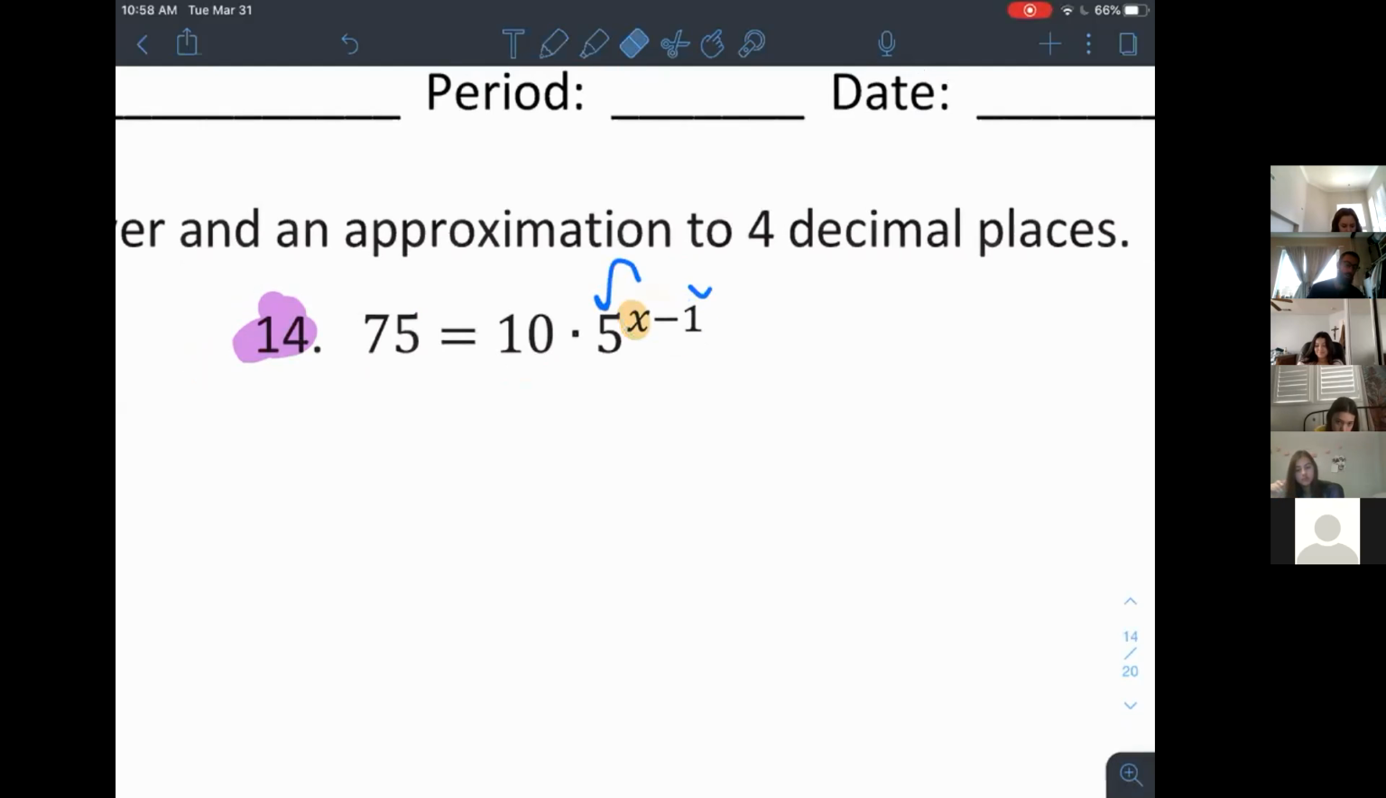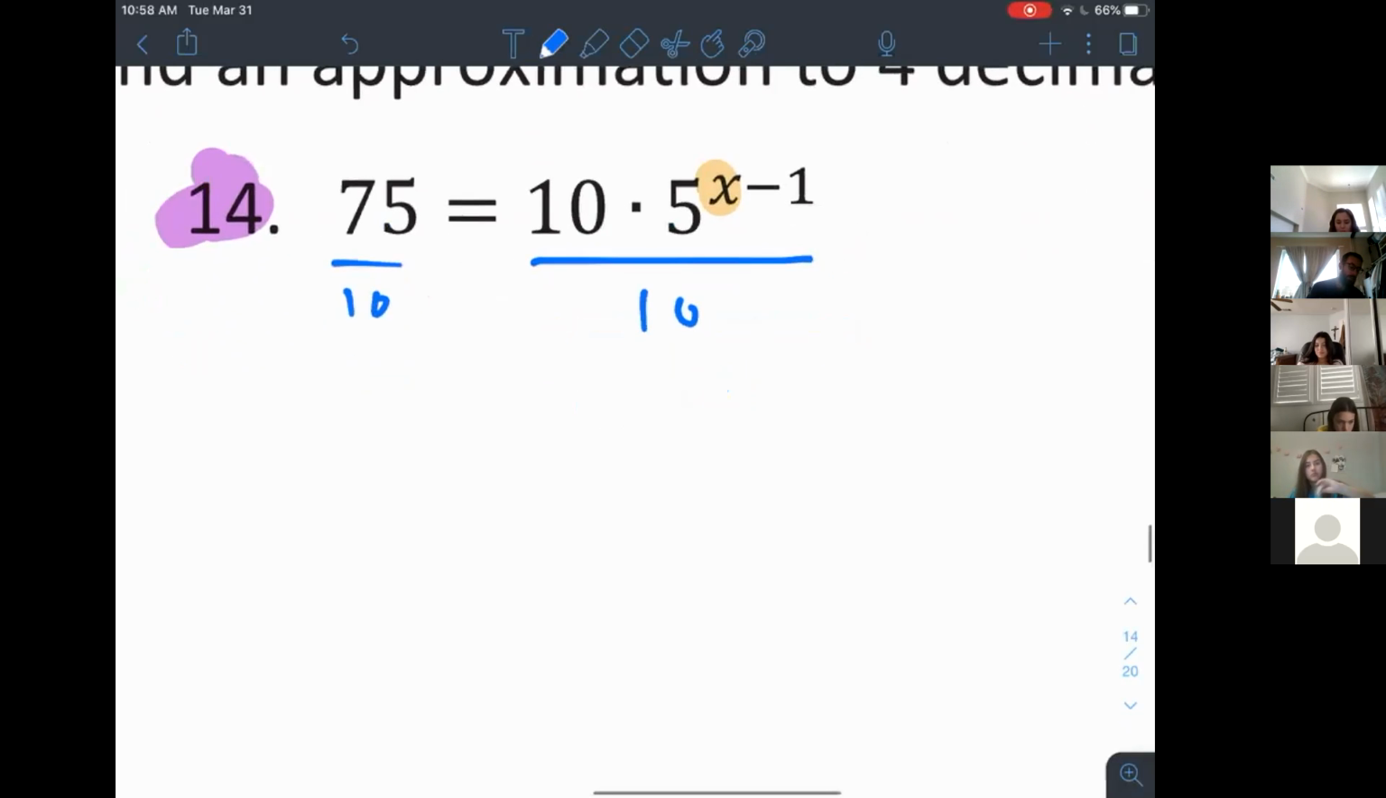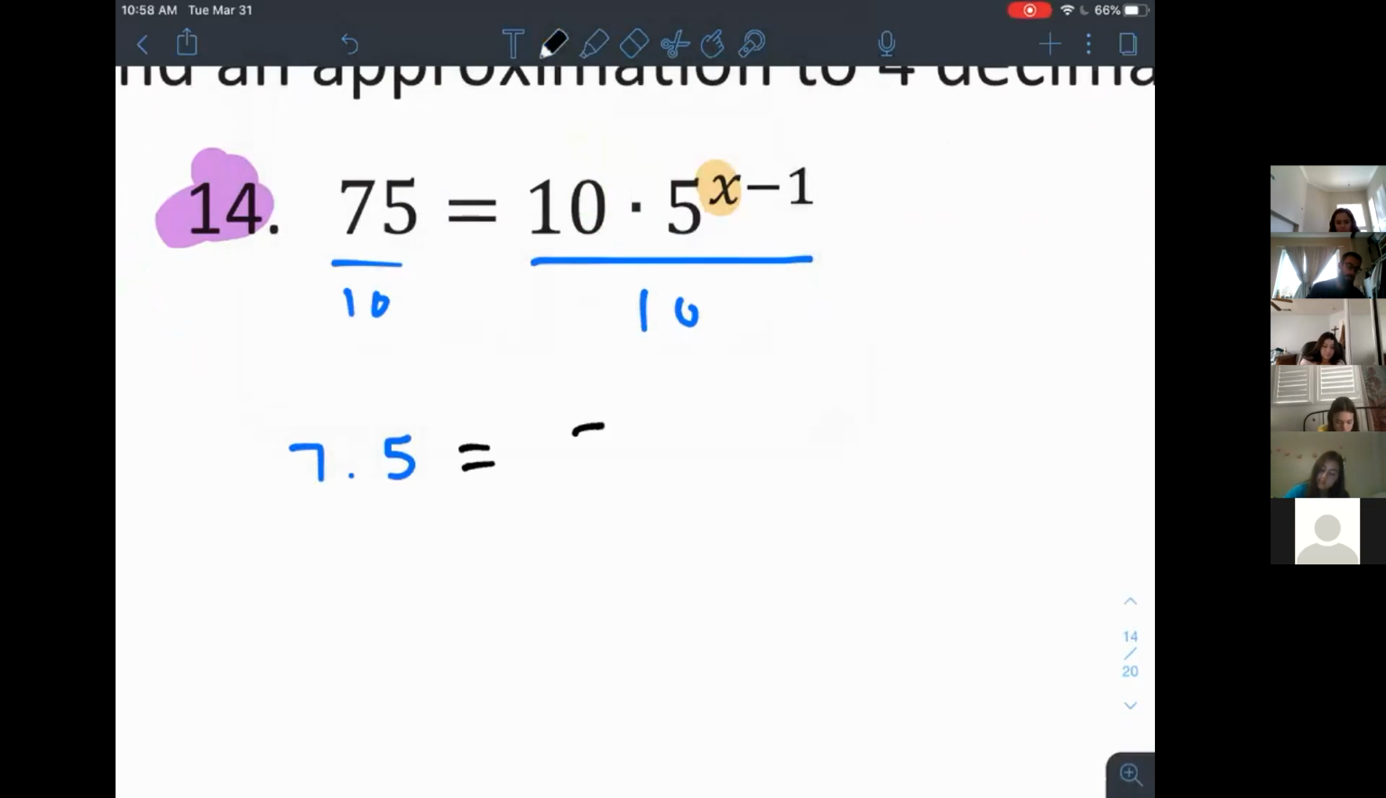So I'm actually going to work in the process basically of what I just said, but in reverse. I'm going to get rid of multiplication via division. Boom, divide both sides by 10. We're off and we're running. Okay, when we divide both sides by 10, 75 divided by 10 is 7.5, and that's equal to 5 to the x minus 1.